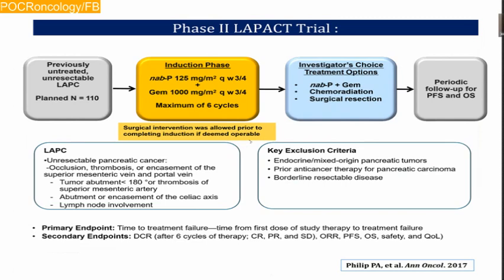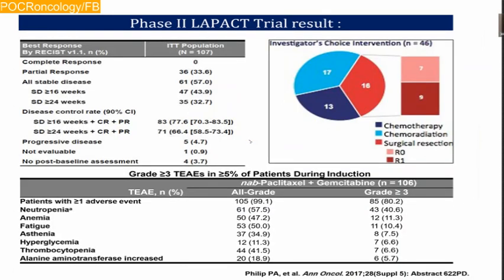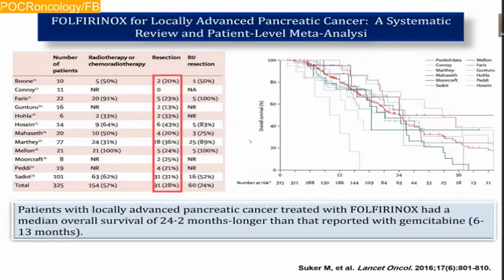Now, Dr. Philip, this year, published his data in Annals of Oncology, where 110 unresectable patients had an induction phase with nab-paclitaxel gemcitabine, and after that, they would assign the patient either to go for nab-paclitaxel gemcitabine, or chemoradiation, or surgical resection. The most interesting thing with this combination, 33% had some sort of partial response, and up to almost 40% actually had disease control, and those patients were compared to surgical resections. And as you can see, almost 7 patients actually had a complete R0 resection with a very safe combination in terms of side effects.